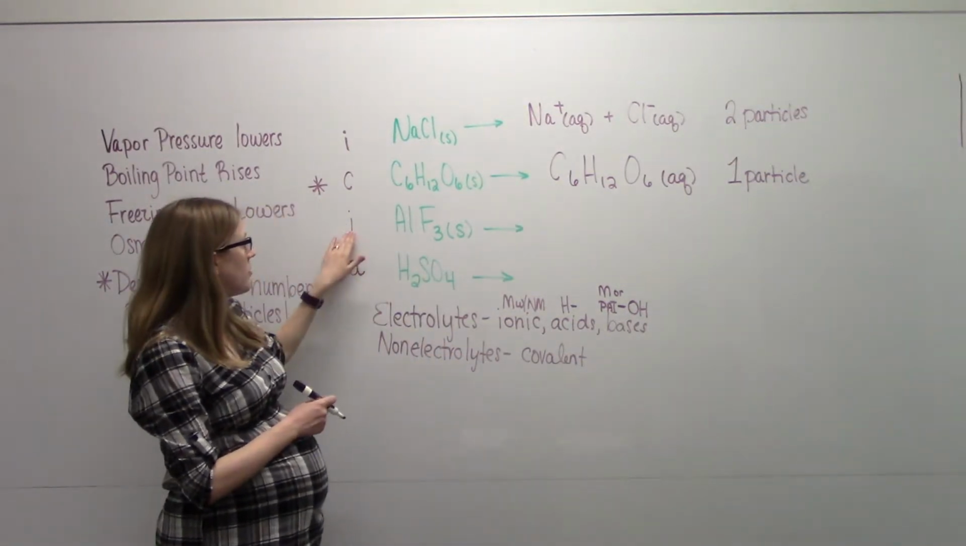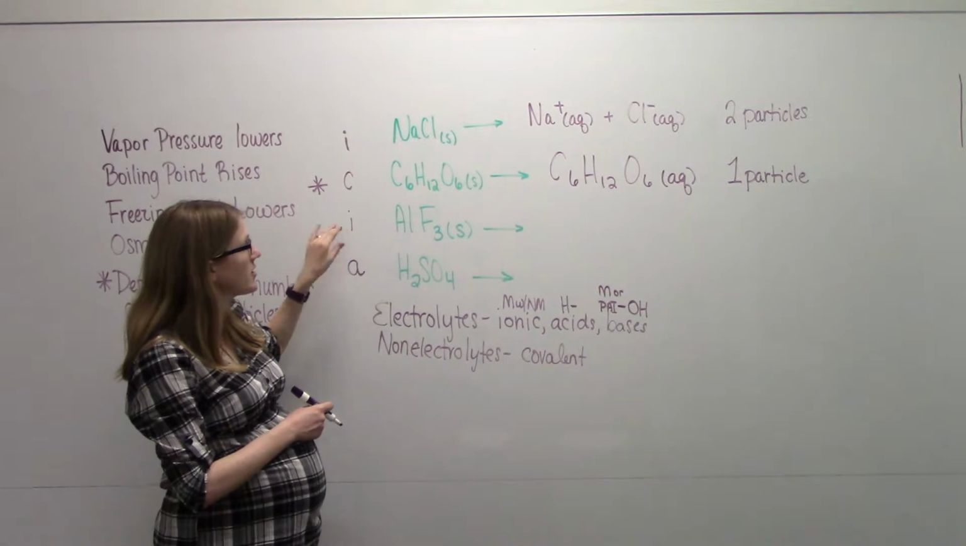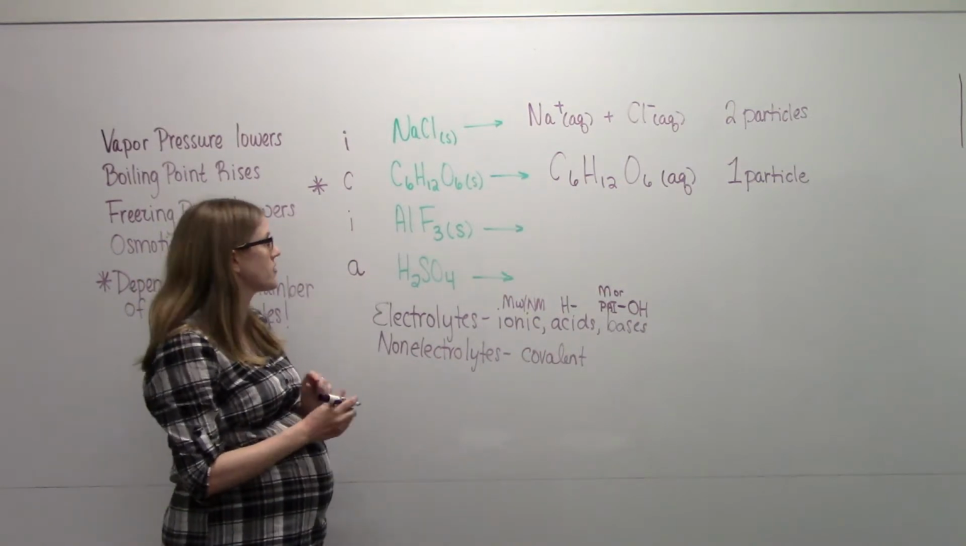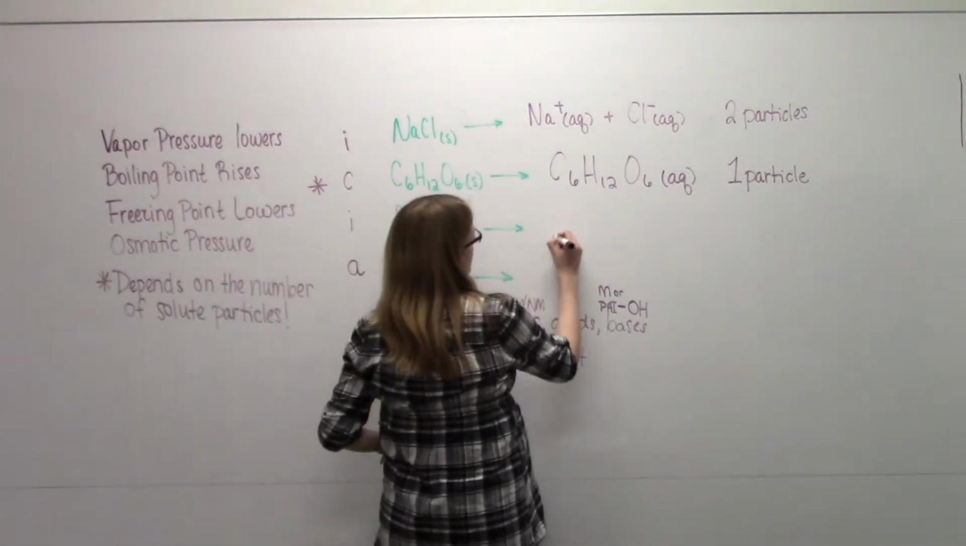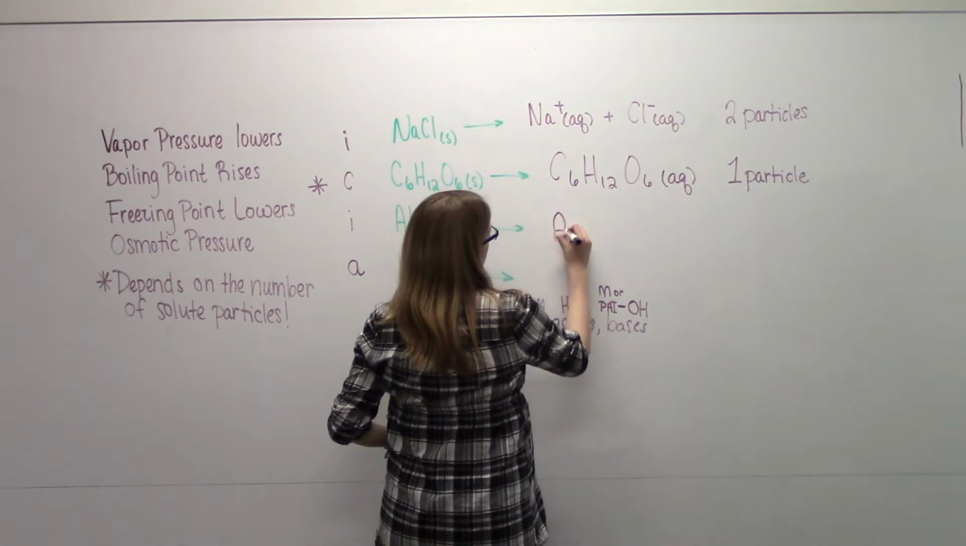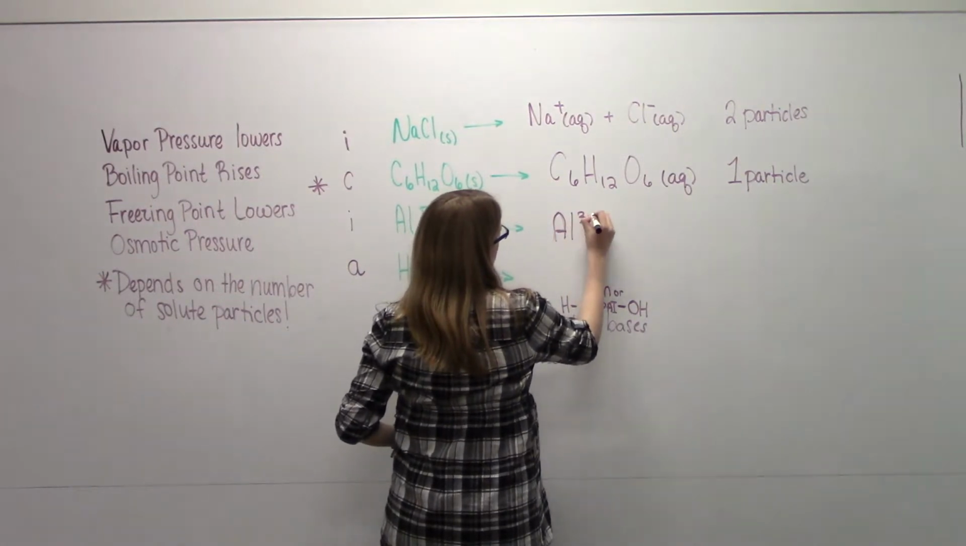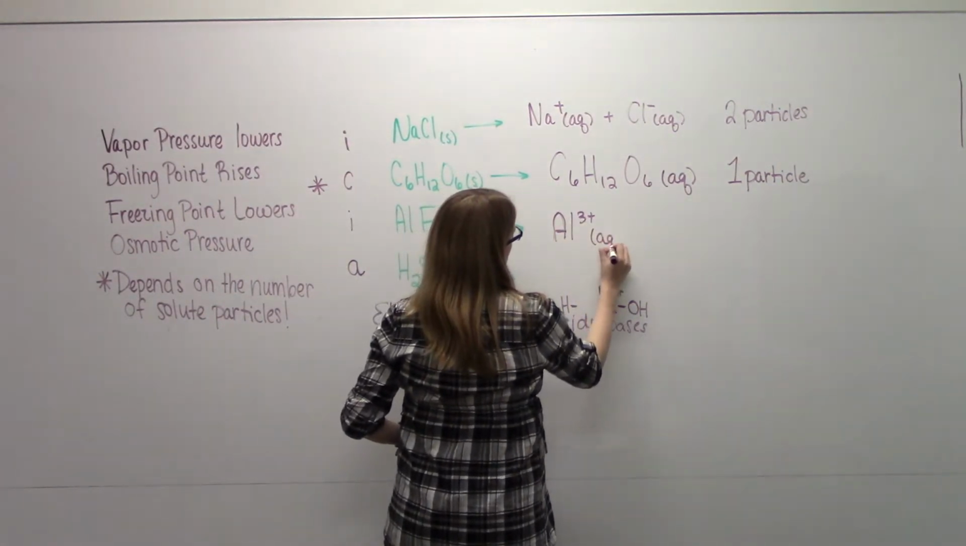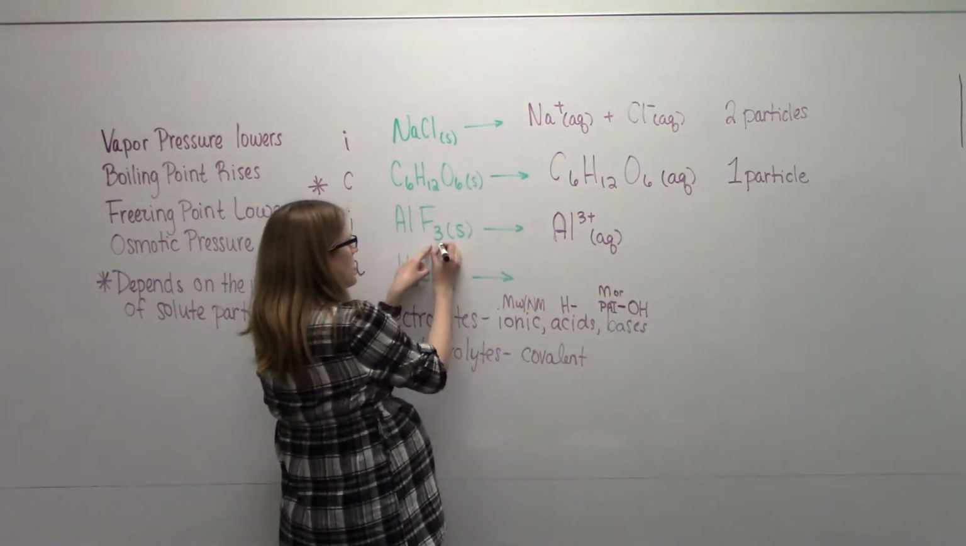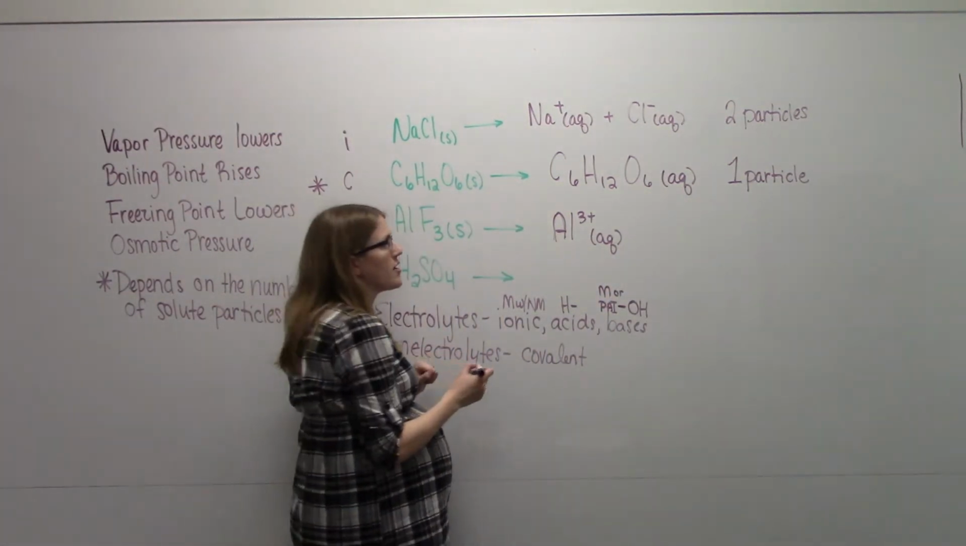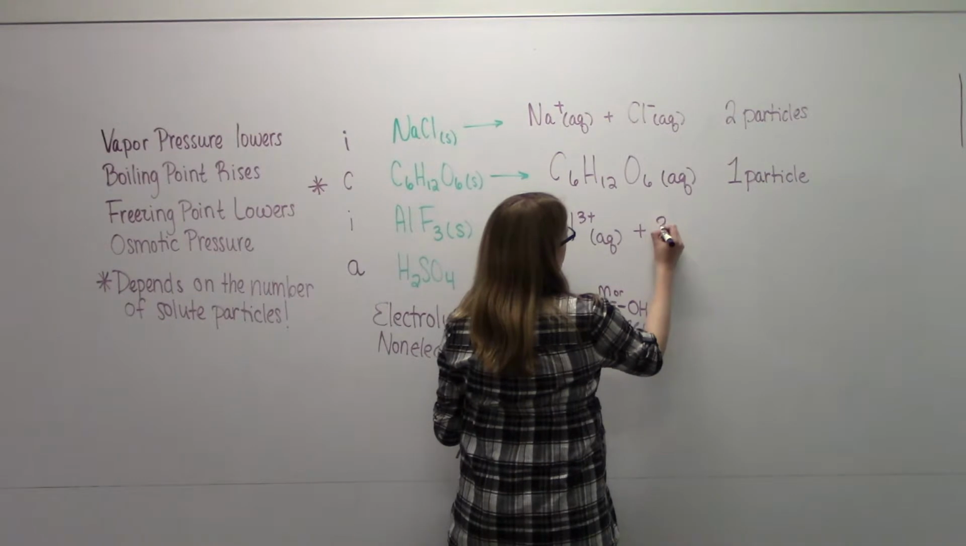Okay, so let's do this one. This is also ionic, so it's also an electrolyte. It's going to break apart into its ions. Aluminum has a 3+ charge. And do you remember what happens to that 3? Yep, goes to the front. Don't forget about that. We learned about that in the reactions unit.